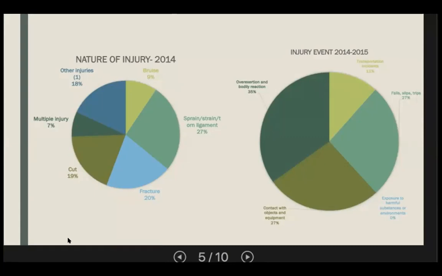For the nature of injury, you can see that the largest is sprains and torn ligaments. That goes right with the overexertion, just overuse injuries. Fractures and cuts also make up large injury types. And then about 20% of the respondents had other injuries, and almost 10% had multiple injuries. So a lot of people just have their bodies go through it in this line of work.